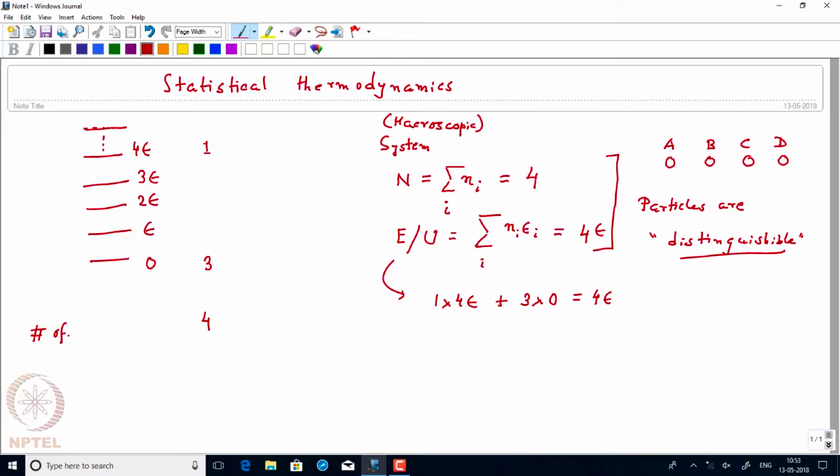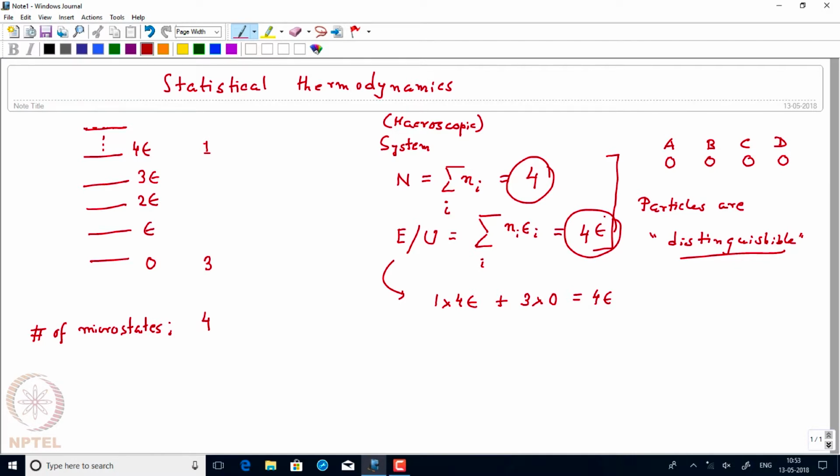Now these possible ways mean the number of microstates. So what is a microstate? A microstate means a specific distribution that the system has, which is a microscopic distribution of the system. However, it has to satisfy the macroscopic description, which is that the total number of particles is 4 and the total energy is 4 epsilon.